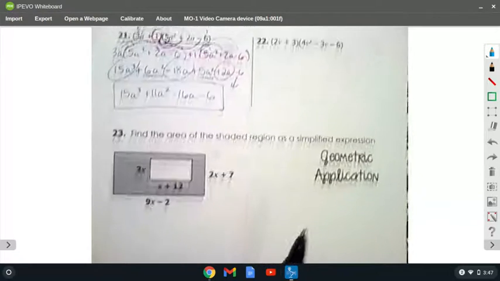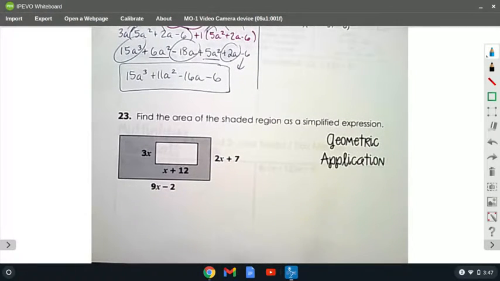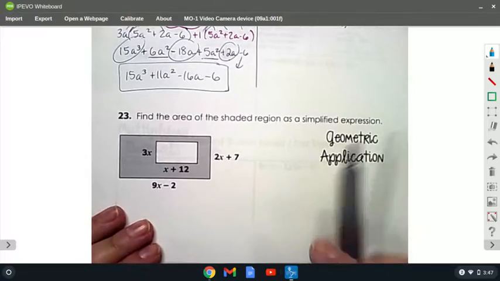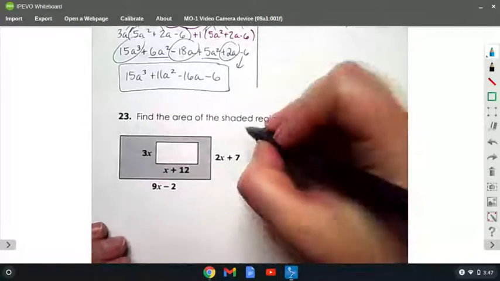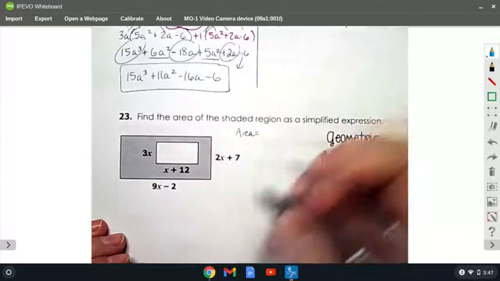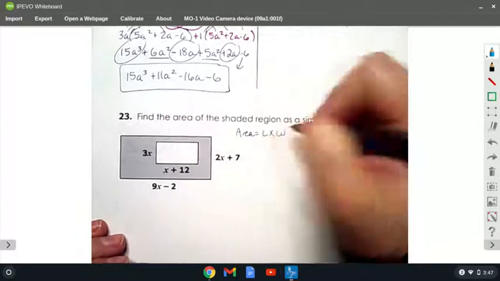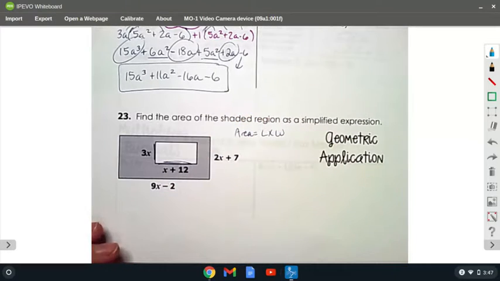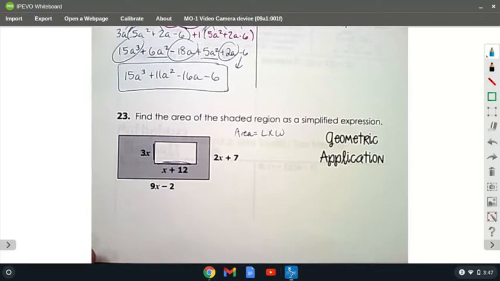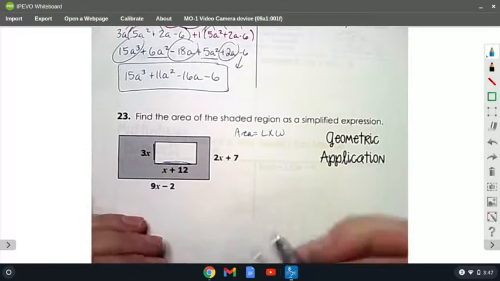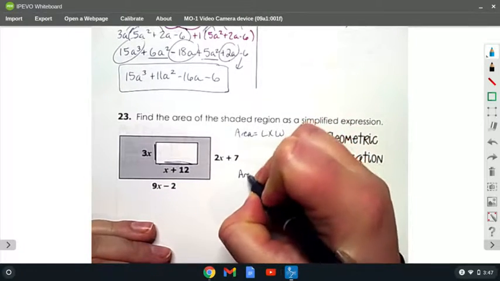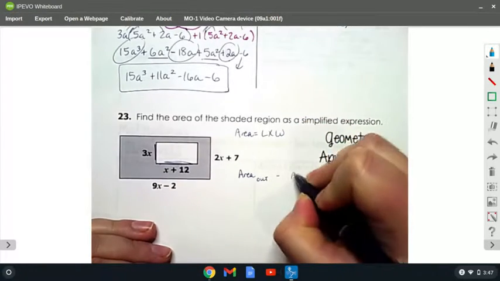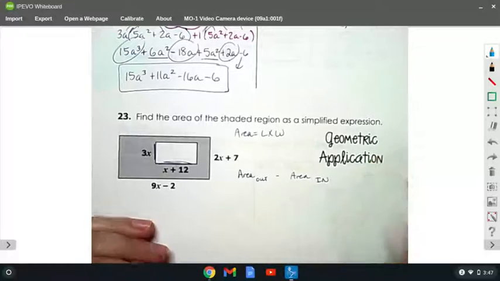23 is a geometric application problem. We are going to be seeing a lot of these. So in this problem, you have to remember that the area of a rectangle or a square is length times width. So I'm just multiplying the length times the width in order to find these. Remember, they're asking me for the area of the shaded region. We did do one of these problems last week. So if they're asking me for the area of a shaded region, I want to do the area of the outer minus the area of the inner.